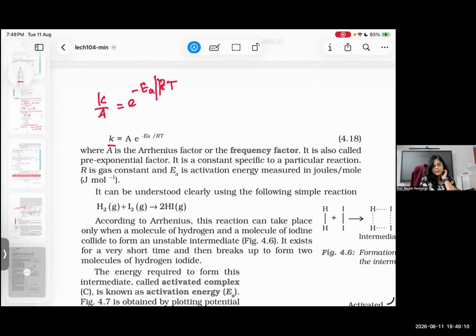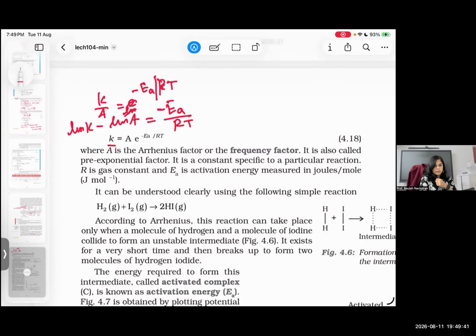So ln of k minus ln of A, e gets cancelled, right? So it will give negative Ea by RT. ln and e get cancelled when you take ln here. Then if you want to convert into log, how do you convert into log? You need to multiply by 2.303. So convert this into log now.